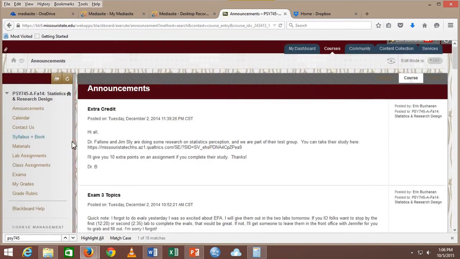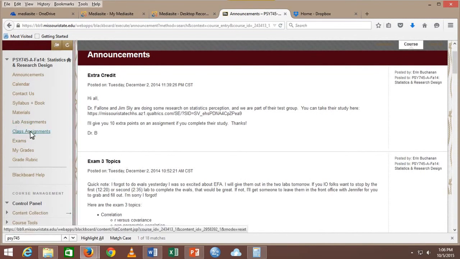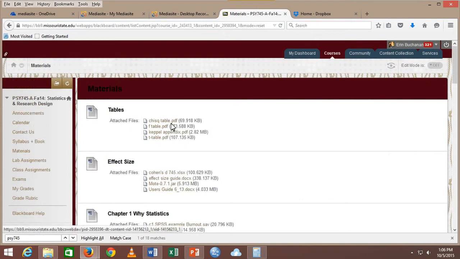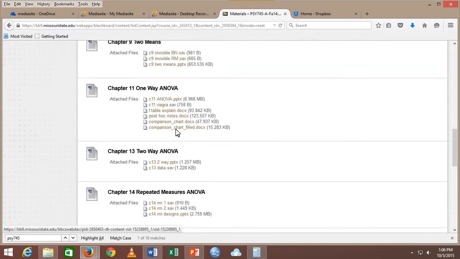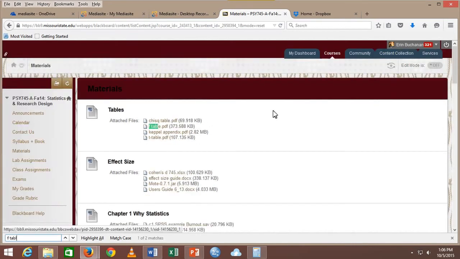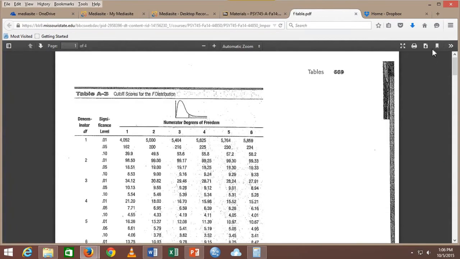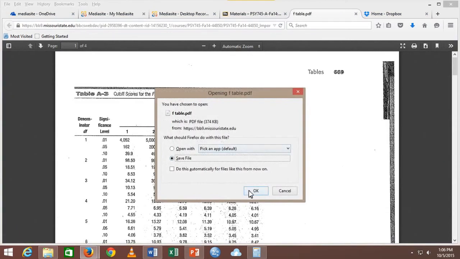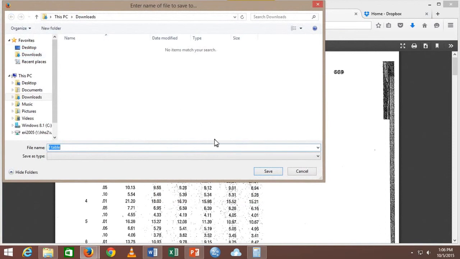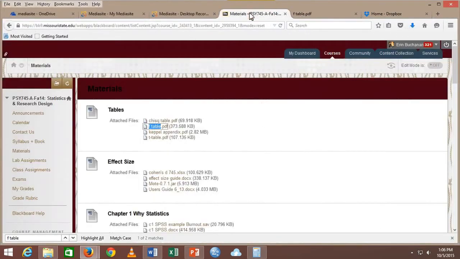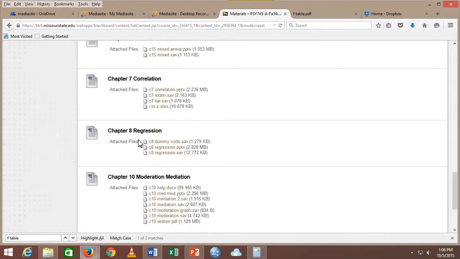There it is. All right, so notes, materials. F table. Where's the F table? Ah, there it is. Okay, so an F table, which I will put on Blackboard right now.